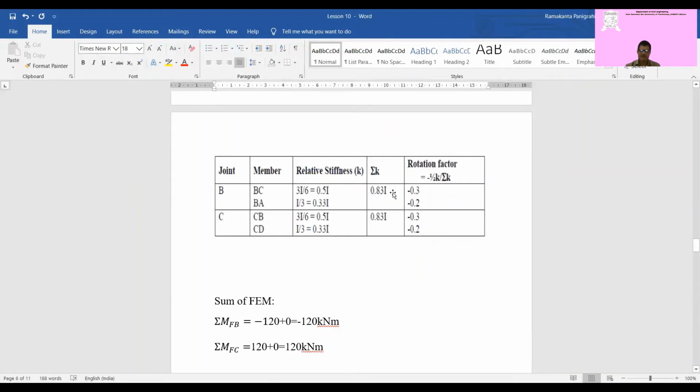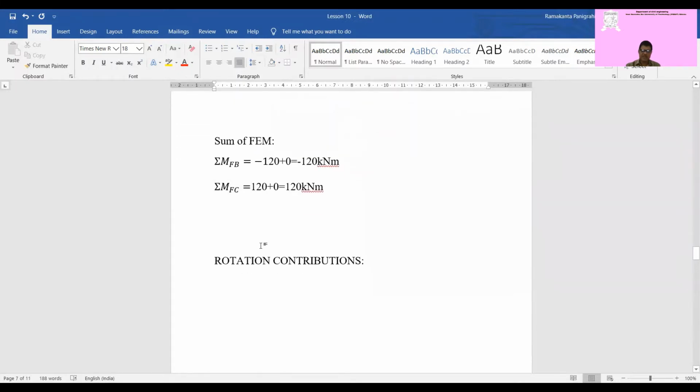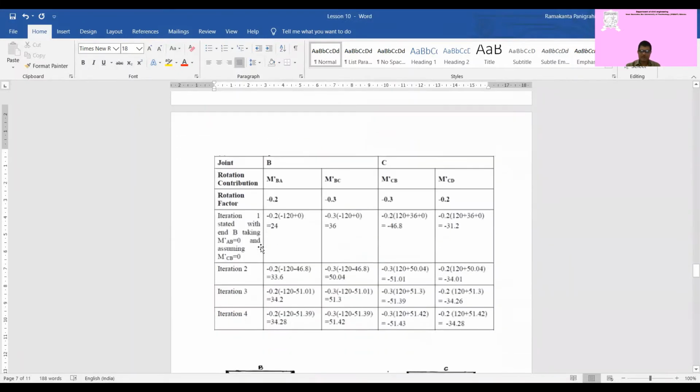Now find the total K. Now it will come minus 0.3, minus 0.2, minus 0.3 and minus 0.2 are the values that are coming as the rotation factor. And you can calculate the sum of the fixed end moments. It is minus 120 for the joint B. At joint C it is plus 120 because there are no other loads acting on this frame. So these are the fixed end moments. Now we'll go to the rotation contribution.